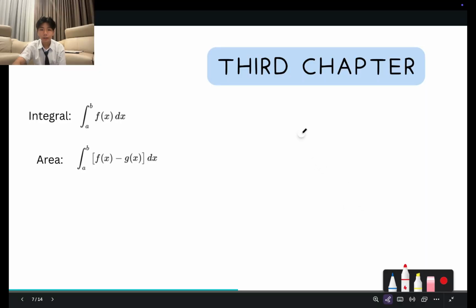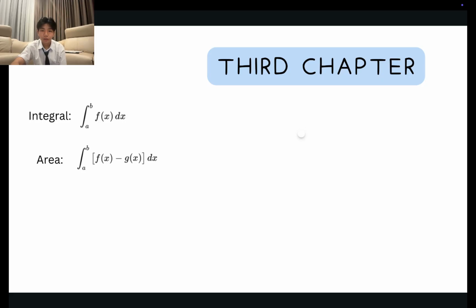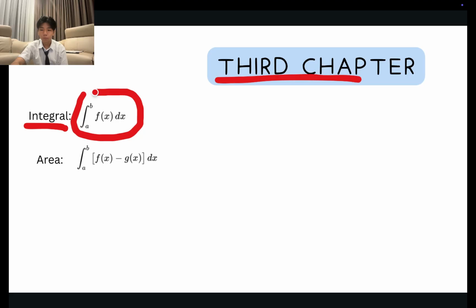So now I will be explaining the third part, which is the 12th grade material. In this part, I will explain how to find the area bounded by a curve and a straight line using definite integrals. The definite integral is written by this formula, which calculates the area under the curve from x equals a to x equals b.